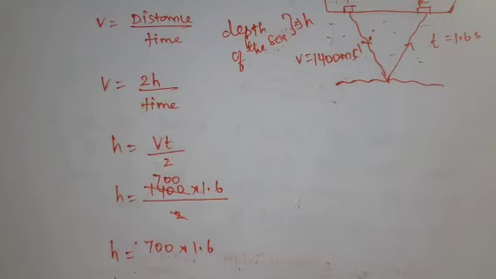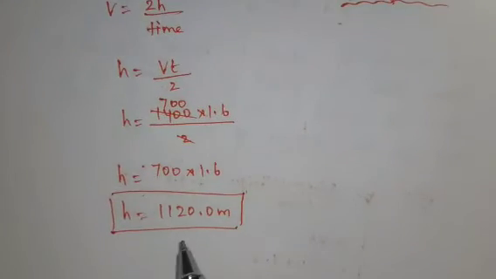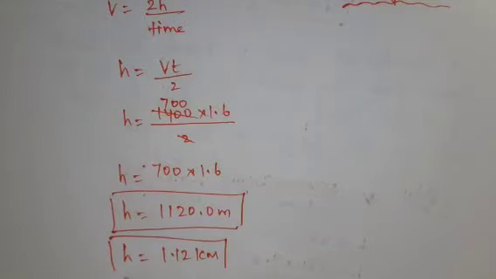you'll get 1120, unit of height here is meter. So if you want to say it in kilometer, divide by 1000, so h is equal to 1.12 kilometer. This is the bottom of the sea.